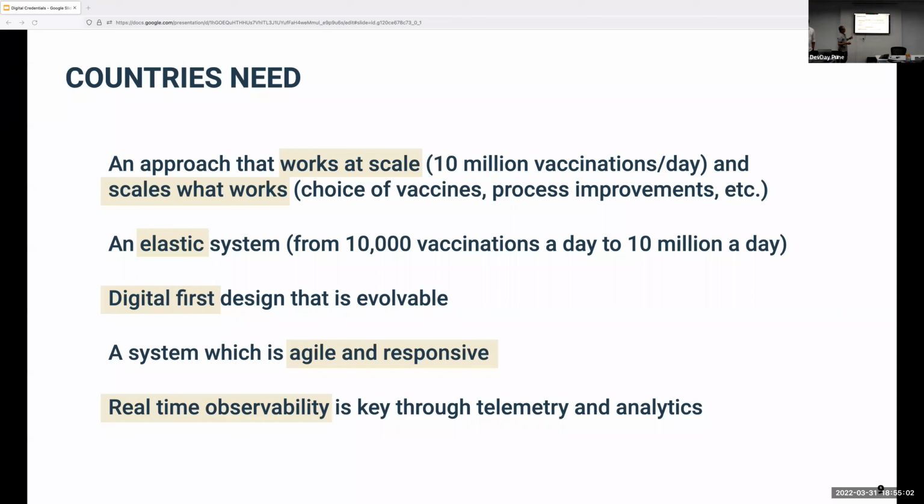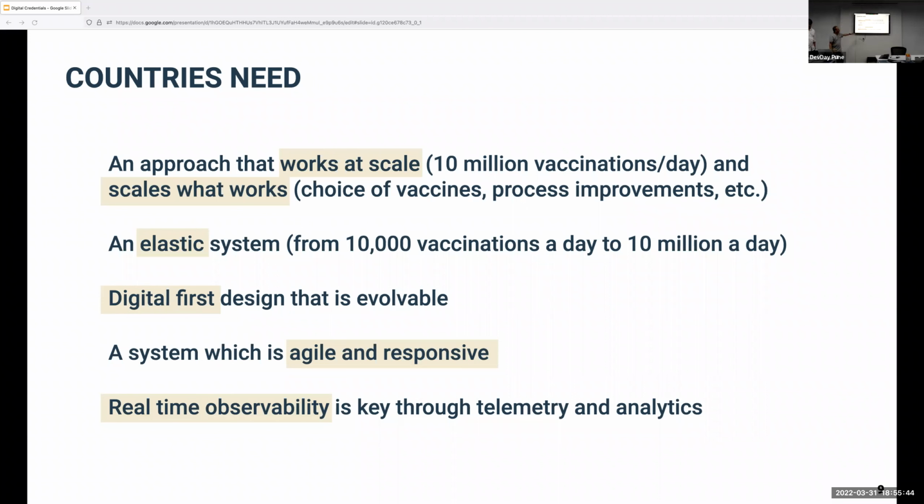And it should be elastic and applicable for a small country. If you build for 10 million per day, we cannot deploy it to a small country which needs only 10,000 vaccinations per day. From the cost perspective, it should be horizontally scalable, if we put it in tech nomenclature. And the vision was to be digital first, with a system which is agile and responsive. It should adapt to the conditions, and if there are any new requirements or feedback coming from the ground level, it should be able to adjust to that.